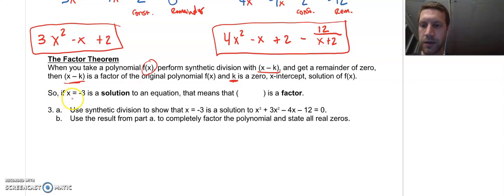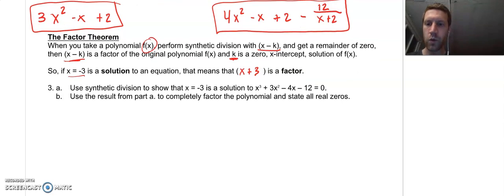So if x equals -3 is a solution, that means that x plus 3 must have been the factor. Because when we set x plus 3 equal to 0, subtract 3, we get x equals -3. So you'll have problems that are worded like 3a, where it says use synthetic division to show that x equals -3 is a solution of this polynomial here. So keep in mind, I already have the 0 or the supposed 0 here. That's not the factor, so -3 is the number that goes in the box.